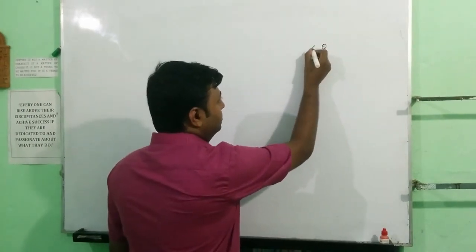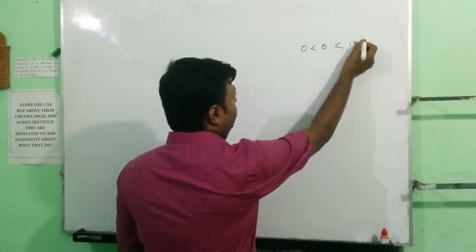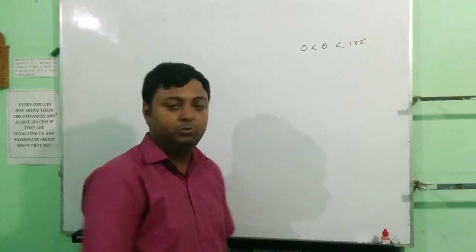This path is called the projectile path and the motion of the particle is called projectile motion. When we apply a constant force, meaning mass times acceleration, that means a constant acceleration is applied on a particle at an angle theta with the horizontal or vertical. Theta is greater than 0 and less than 180, not 0 or 180. That is, the range of theta is 0 to 180 degrees. That is the angle of projection.